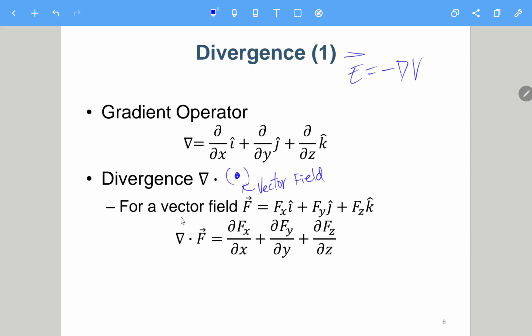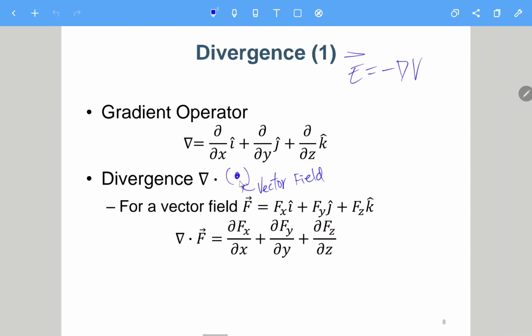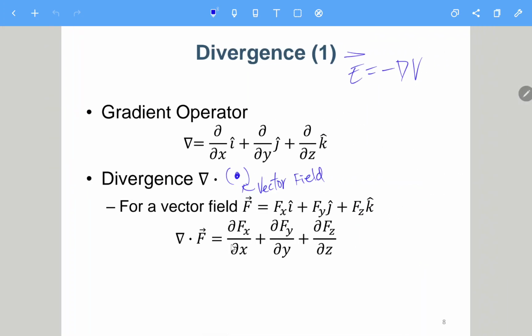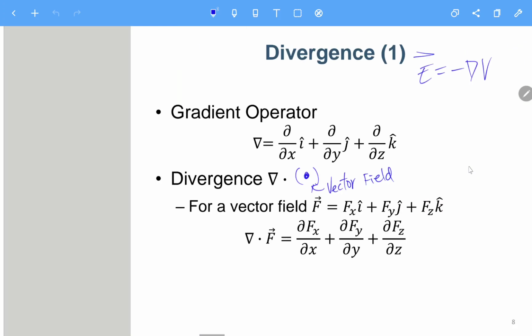So suppose we have a vector field called F. Of course, we don't have F in this equation. It can be E or B, but I try to make it F. So actually you can just replace F with E or F with B, so that it is suited for both this one and this one.